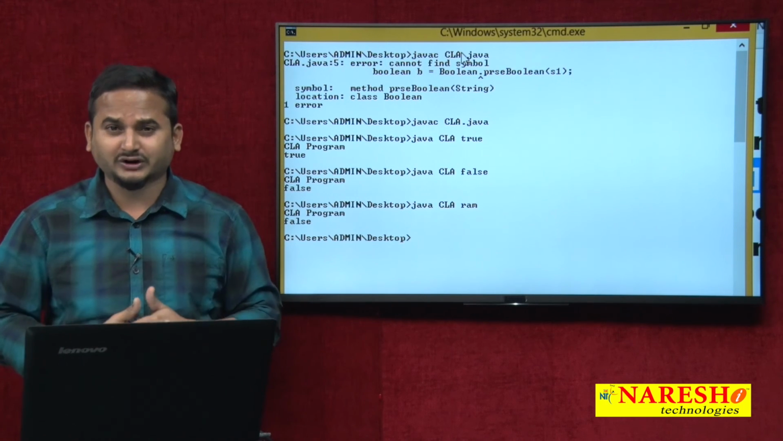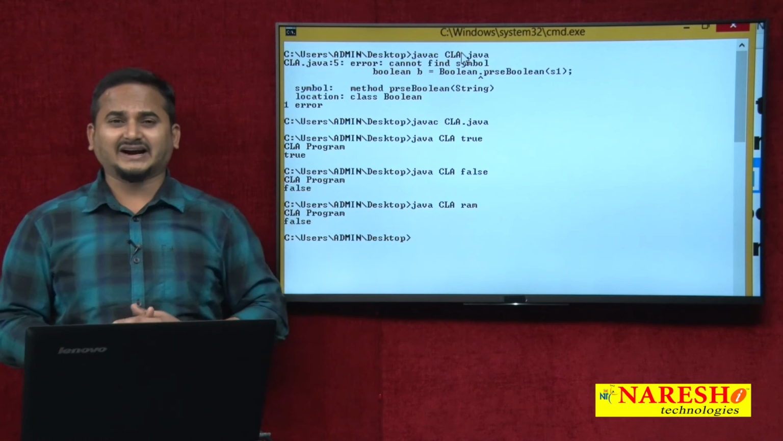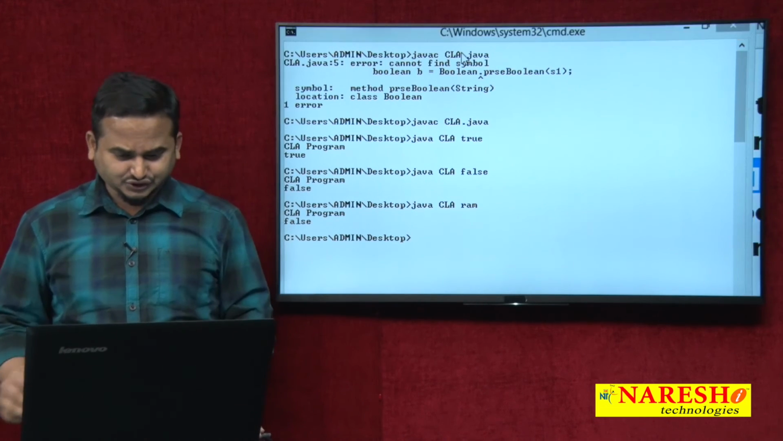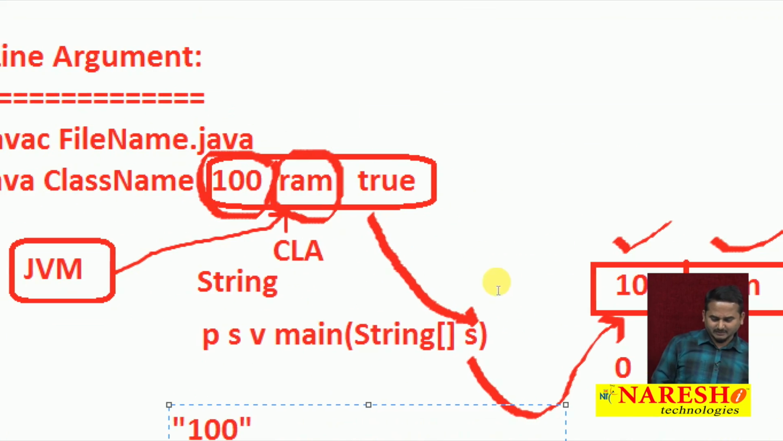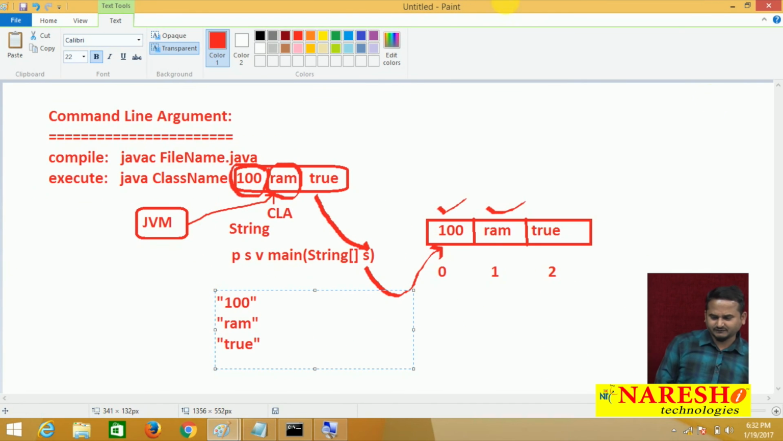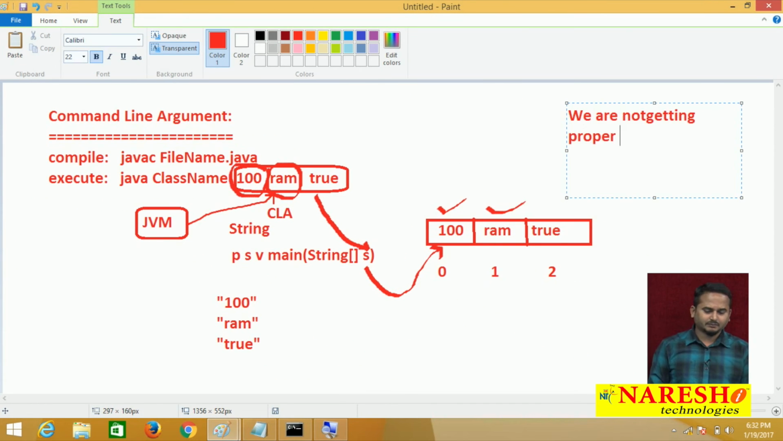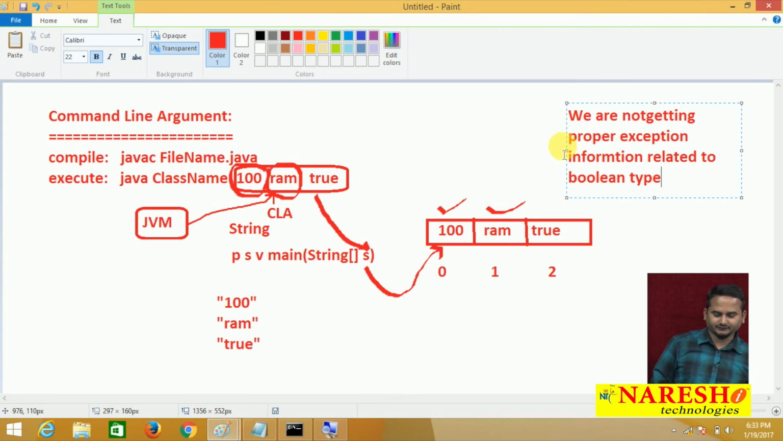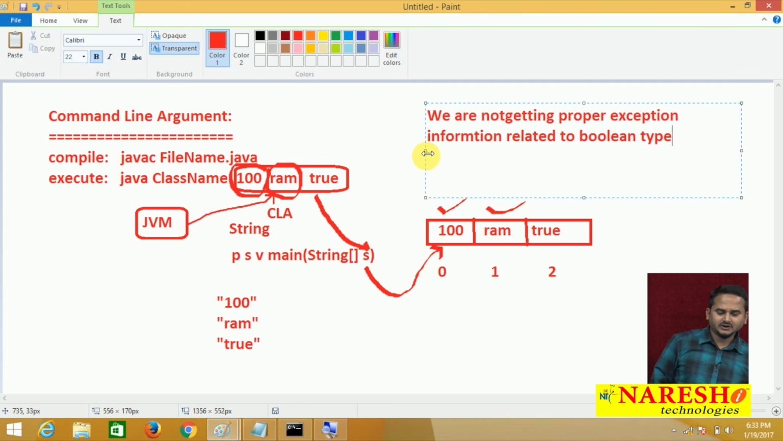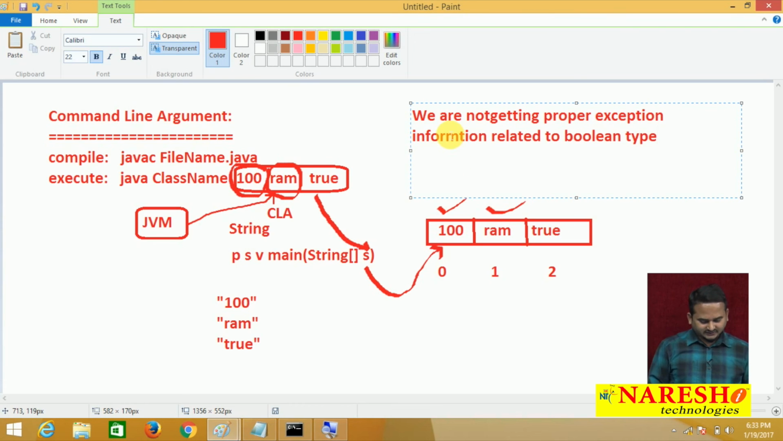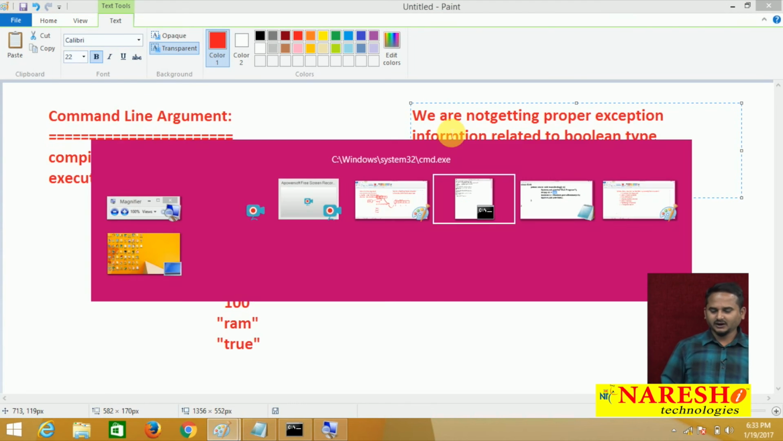We should go for one more concept, the java.lang.scanner class. That is the first drawback. With the help of the command line argument, the first drawback is we are not getting proper exception information related to boolean type. Now what is the second one? The second one is, observe here.